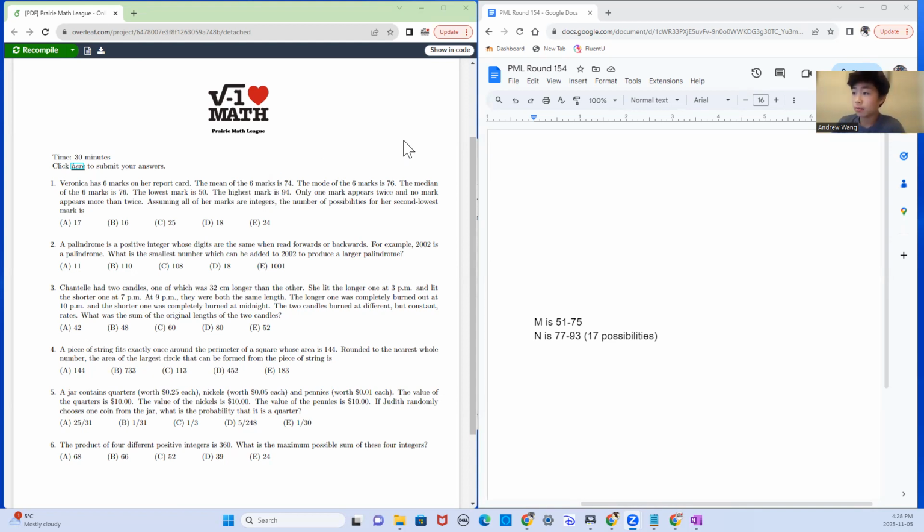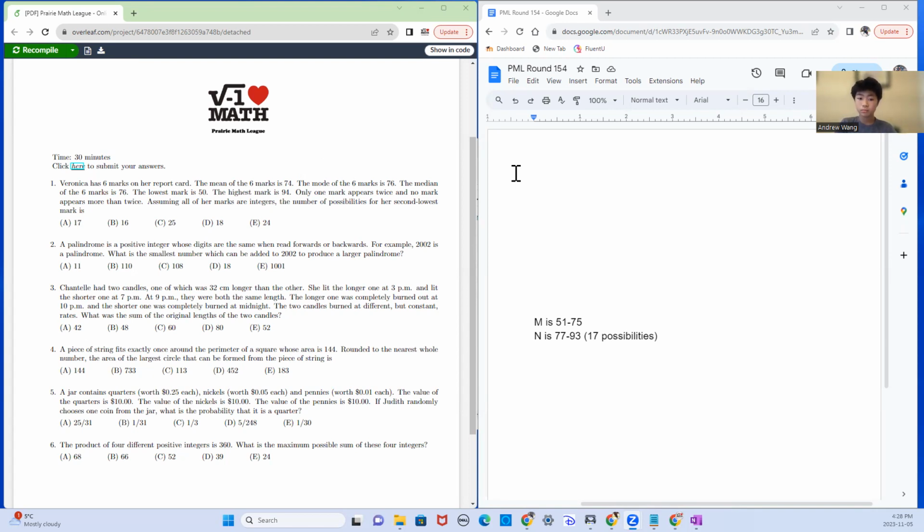So first question is, Veronica has 6 marks on her report card. The mean of the 6 marks is 74. The mode of the 6 marks is 76. The median of the 6 marks is 76. The lowest mark is 50. And the highest mark is 94. So only one mark appears twice and no mark appears more than twice. So assuming all of her marks are integers, the number of possibilities for her second lowest mark is, and then we have options.